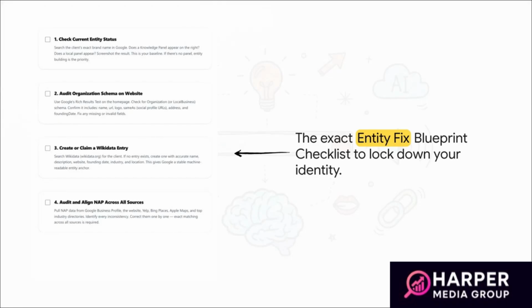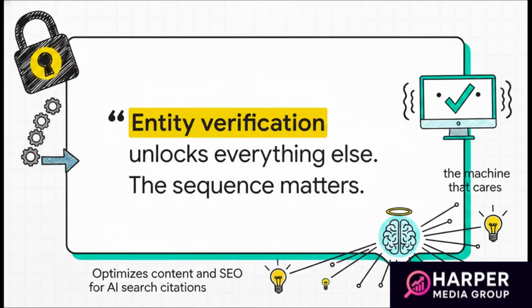So, how do we actually fix it? Well, having an exact blueprint checklist is brilliantly effective for locking down your identity. You need to check your current entity baseline, run a full audit on your organization schema, and desperately prioritize creating a Wikidata entry while claiming your Google Knowledge Panel. The absolutely crucial takeaway here is simple, and you really need to hear this. Start with entity verification. It unlocks everything else. This sequence matters. Listen, do not even bother restructuring your content or rewriting your blogs until you have verified the underlying entity first. You have to prove who you are before the machine cares about what you say.